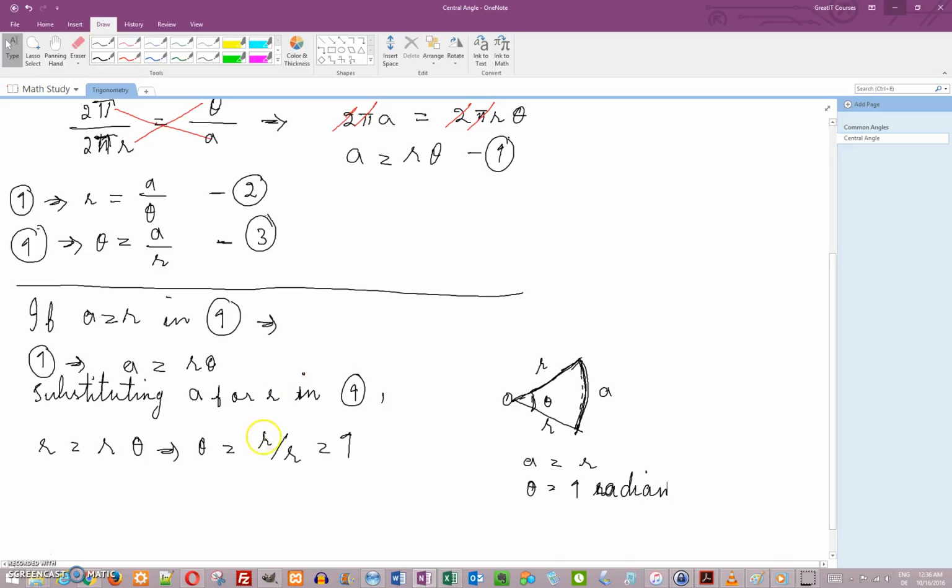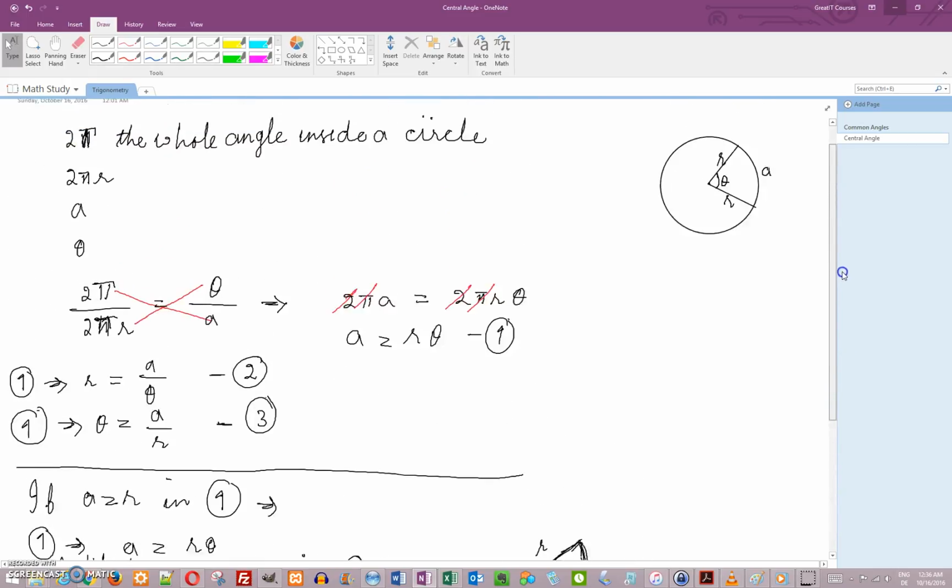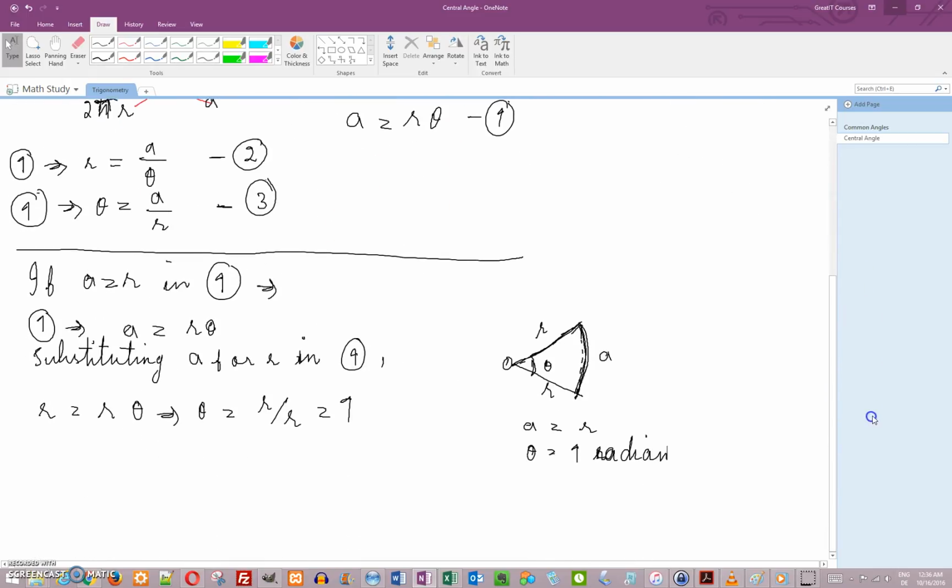In the next video, since we don't have much time left to do an example here, we're going to use these formulas 1, 2, and 3 to solve a few problems and see how that works.